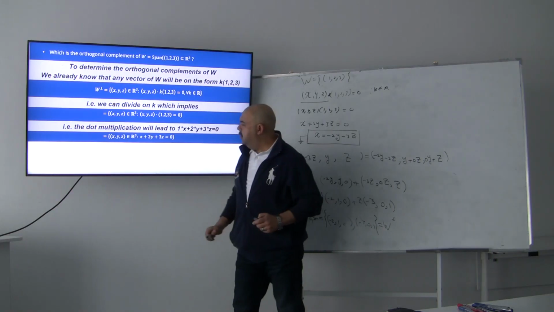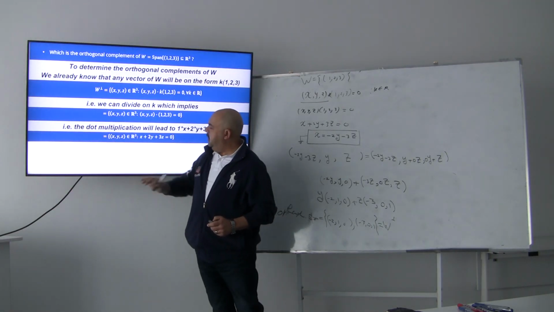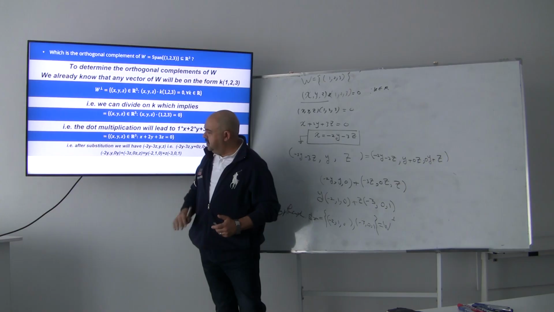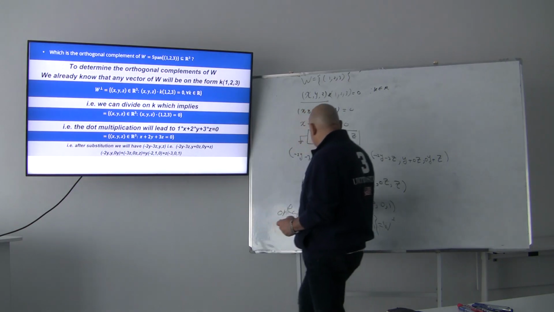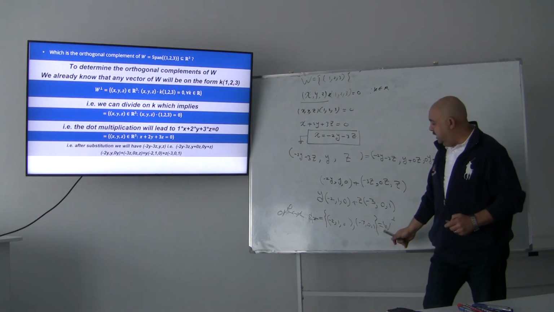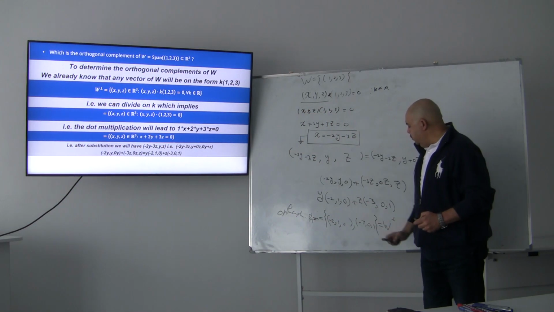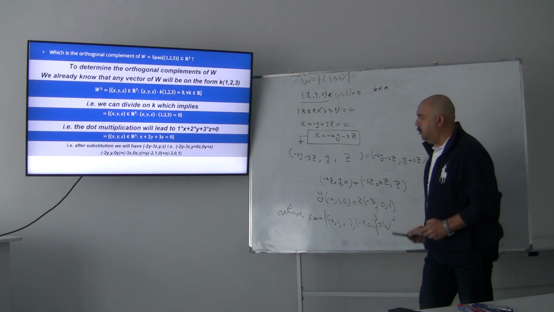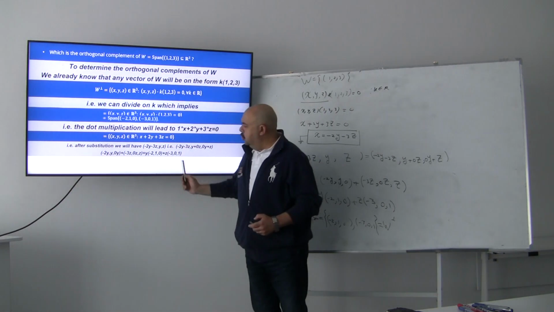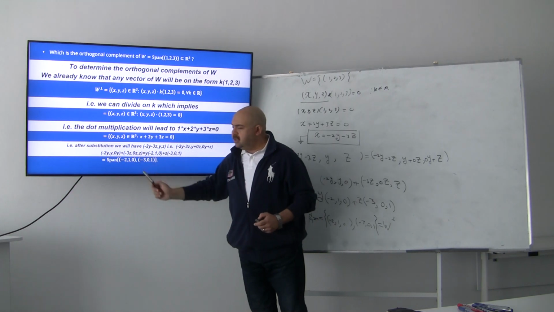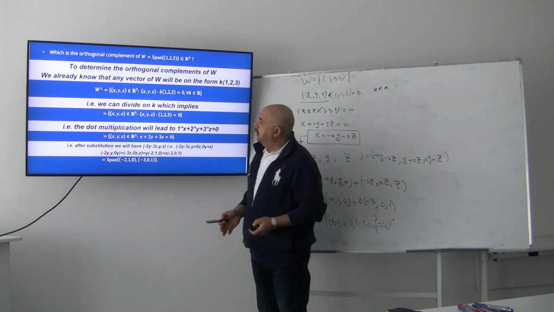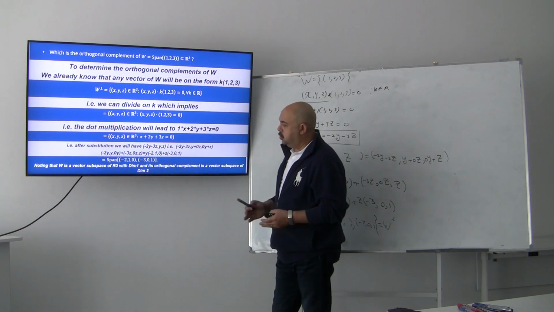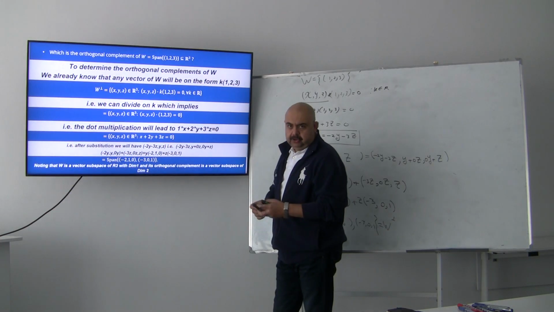All I have to do now is replace x by negative 2y minus 3z, which is already done, and start separating the values exactly like what we did here. This is (negative 2, 1, 0) and this is (negative 3, 0, 1). These are the 2 vectors that form the orthogonal complement of the vector space omega.